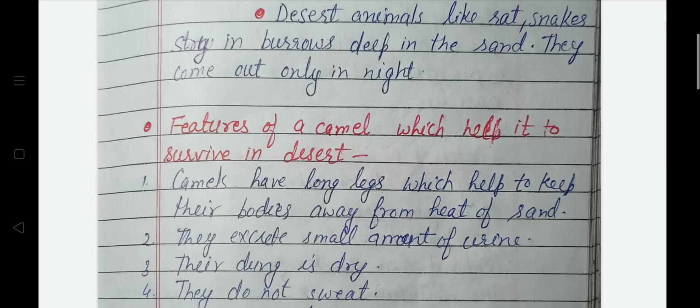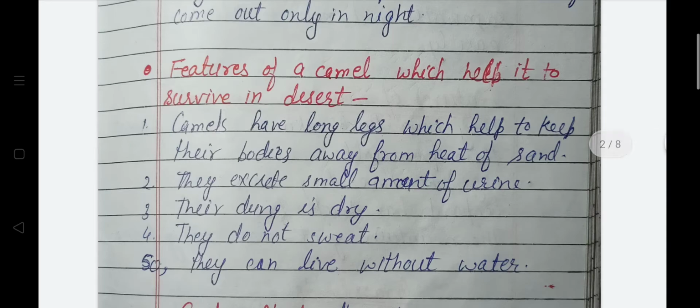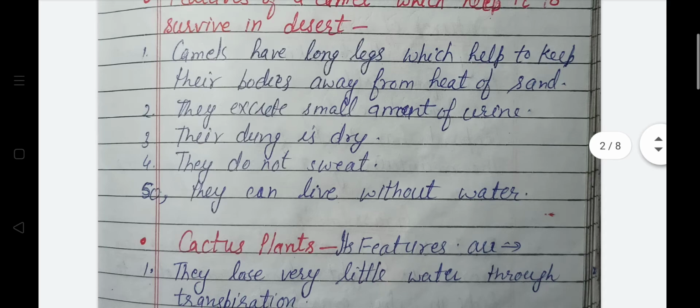Features of a camel which help it to survive in the desert. First, they have long legs which help to keep their bodies away from the heat of the sand. Second, they excrete a small amount of urine. Third, their dung is dry. Fourth, they do not sweat. Fifth, so they can live without water for many days.